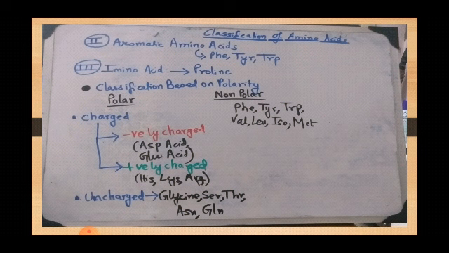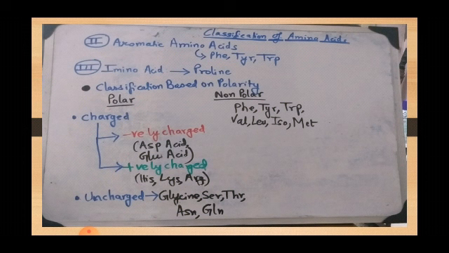Charged or uncharged? Charged, again of two types, negatively charged or positively charged. Negatively charged will be aspartic acid, glutamic acid. They have acidic side chains, so they are negatively charged. When we talk about positively charged or basic amino acids, they are histidine, lysine, arginine.